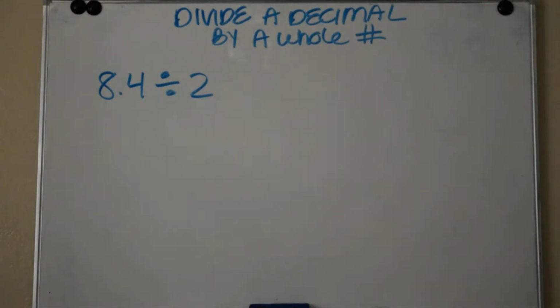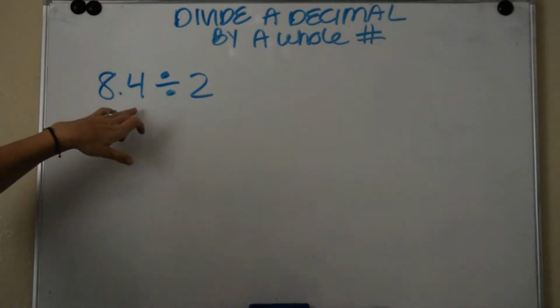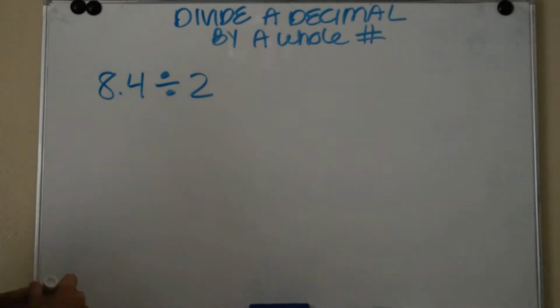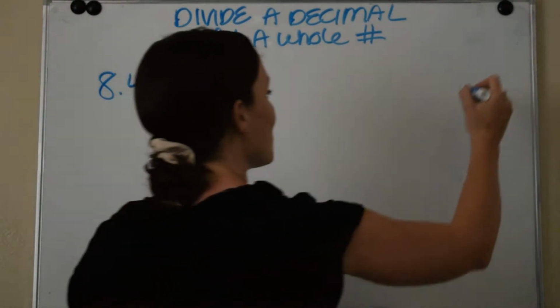So here we go. Our equation is 8 4/10 divided by 2. So remember your division steps.